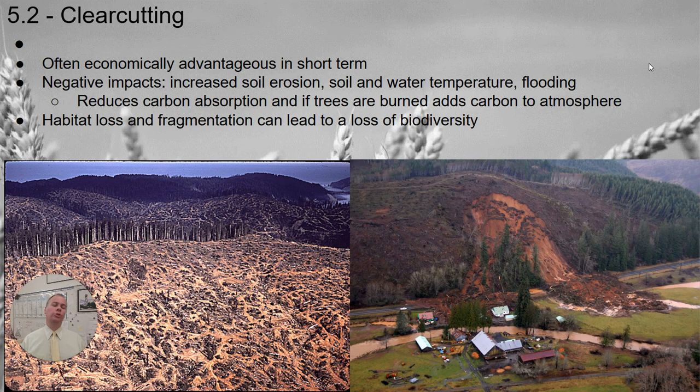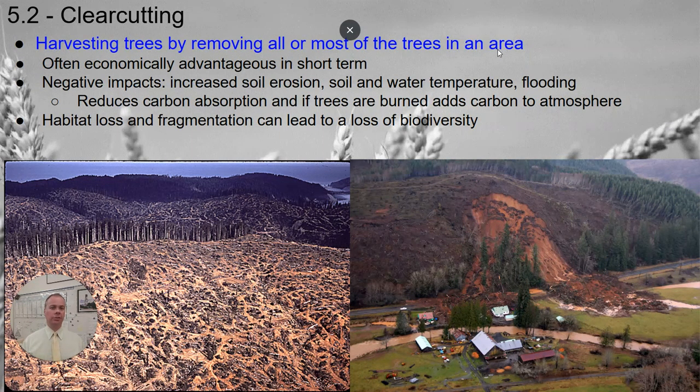In topic 5.2, we're going to be talking about clear cutting. Clear cutting is a method of harvesting trees that basically clears an entire area of all of the trees that are standing. So we can see here in this image on the left an example of this patch of forest that has been completely clear cut. Basically all of the trees have been removed.